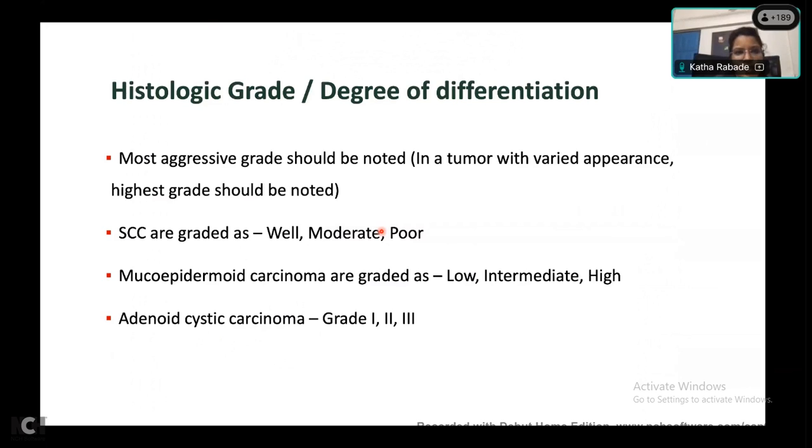So after the histologic type, we grade the tumor, that is the degree of differentiation. The most aggressive grade needs to be noted. Squamous cell carcinomas are graded as well differentiated, moderately differentiated, and poorly differentiated based on their keratinization and nuclear anaplasia. Mucoepidermoid carcinomas are graded as low, intermediate, and high-grade tumors. Adenoid cystic carcinomas are graded as grade 1 to 3 based on the solid areas.